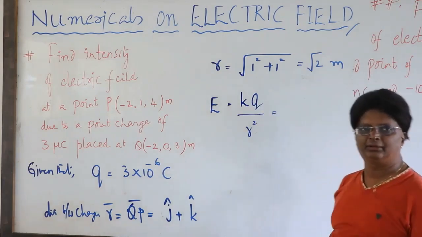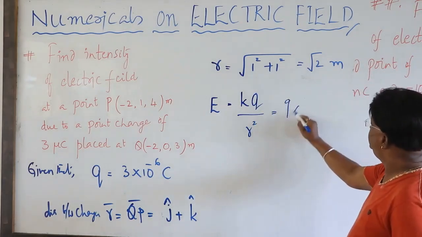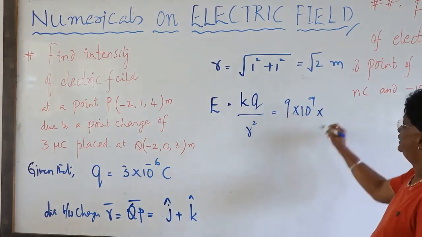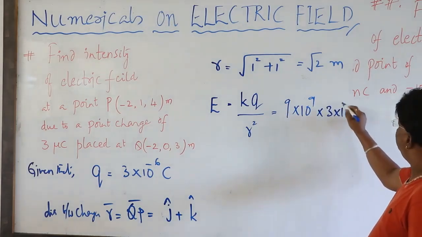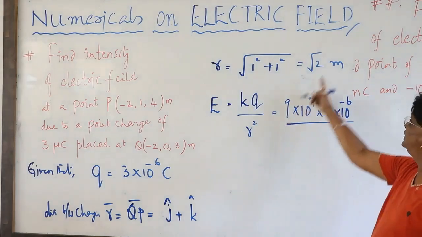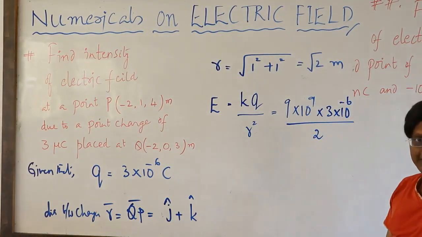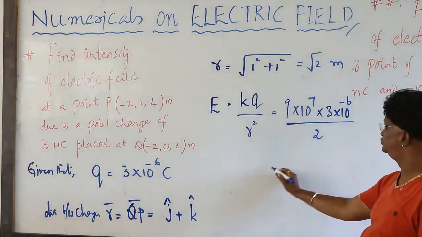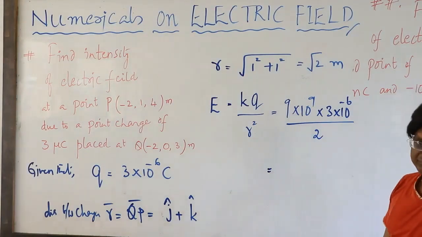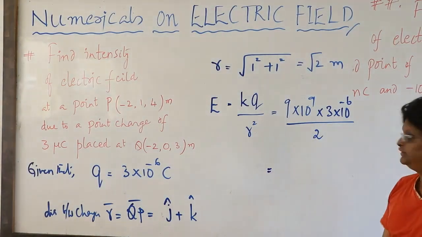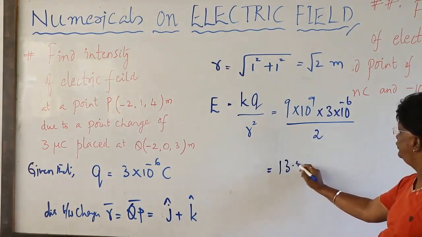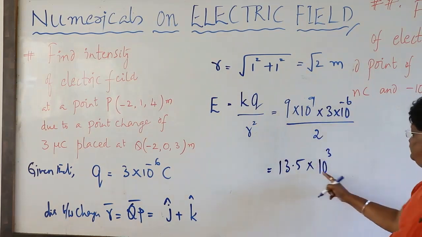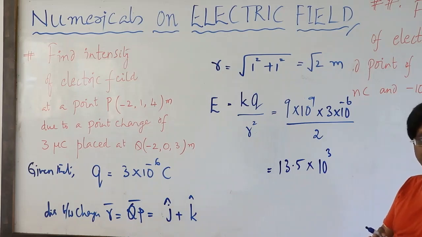If you want it as a scalar, then substituting, the value of k is 1 by 4 pi epsilon naught, 9 into 10 raised 9. Q value is 3 into 10 raised minus 6, by r square, which you will get as 2. This becomes 1.5. 9 into 1.5 becomes 13.5. So this is 13.5 into 10 cube.